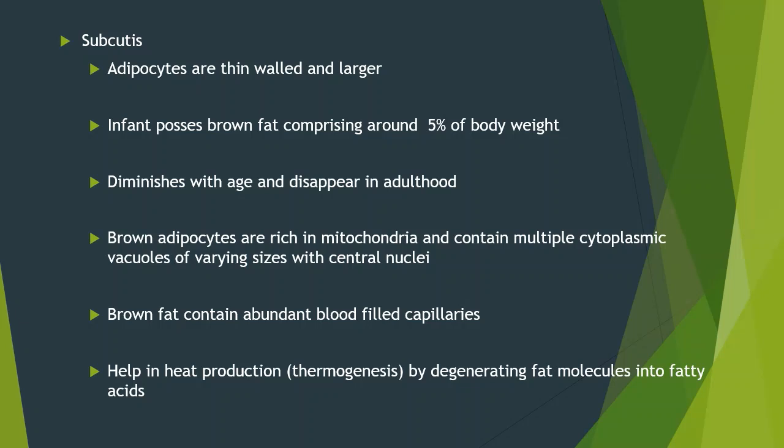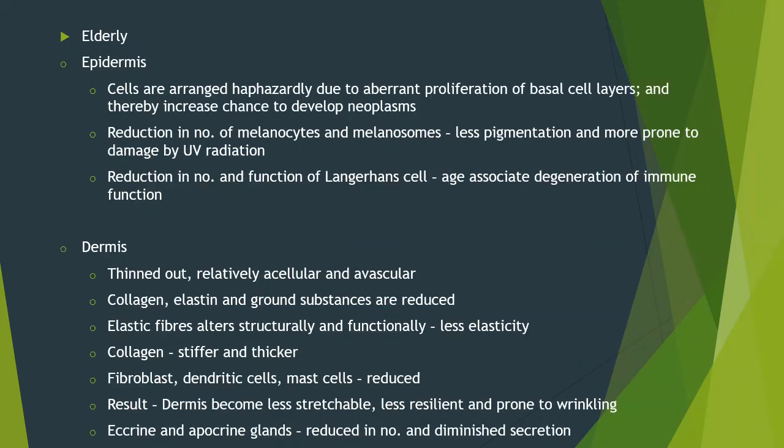Coming to the elderly person, when the person grows old, in the epidermis the cells become deranged haphazardly due to aberrant proliferation of the basal cell layer. This haphazard derangement and increased turnover may lead to some neoplastic conditions and malignancies. There is also a reduction in the number of melanocytes and melanosomes, and that's why there is less pigmentation in older skin, and the skin is more prone to damage by ultraviolet radiation. There is also a reduction in the number and function of the Langerhans cells, and thereby a degeneration of the immune function of the skin.